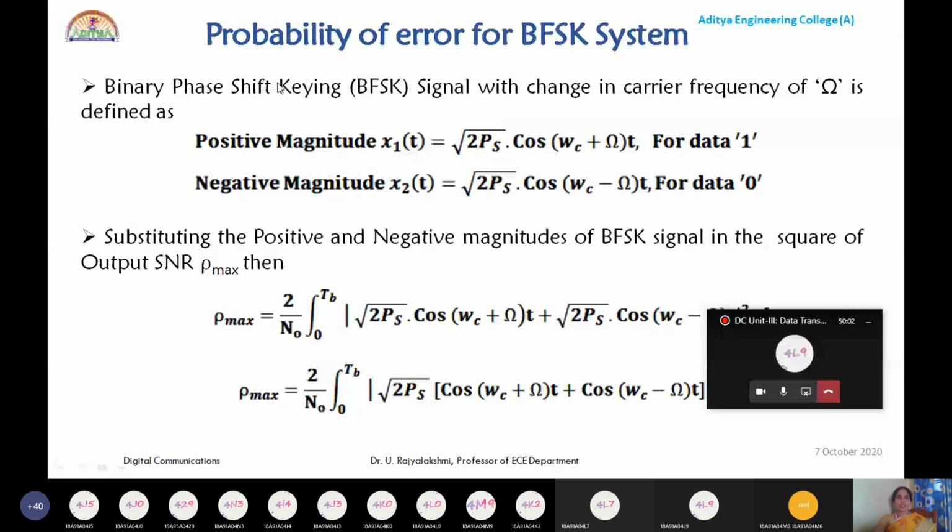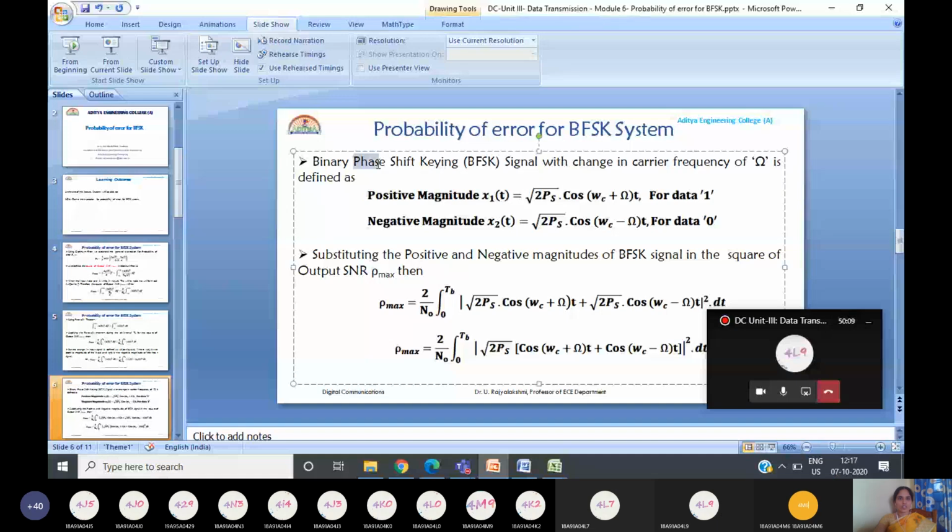So BFSK signal, how can you define BFSK signal? It is the change in the carrier frequency with respect to input magnitude levels. Input magnitude levels are 1 and 0 here.